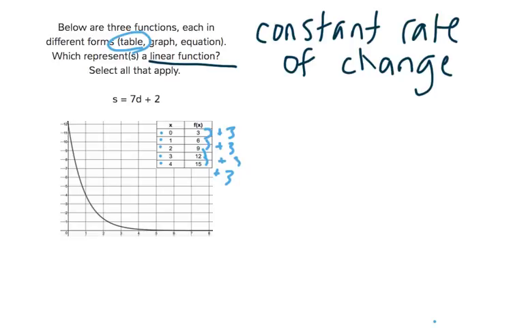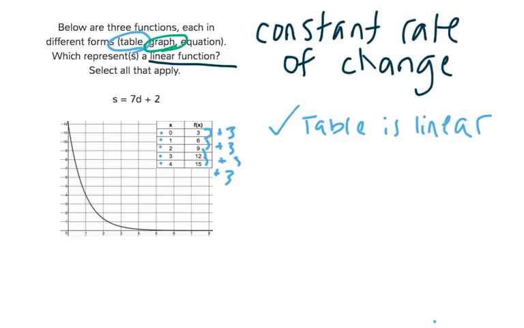We're always adding 3. So the table is linear because it has a constant rate of change. Let's go ahead now and look at the graph.